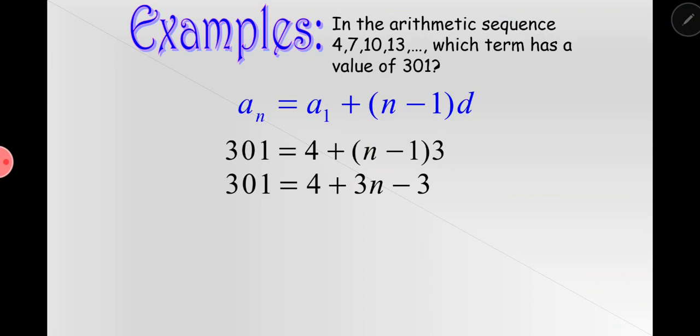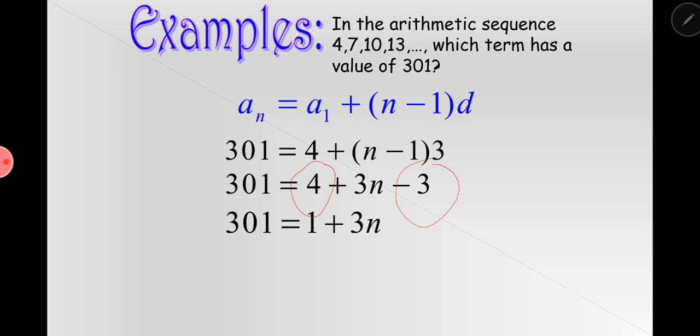So, anong ba ang magkakapareho na sa right side of the equation? We have 4 and negative 3. Okay? So, 4 minus 3, we have 1. Okay, so 1 plus 3n.